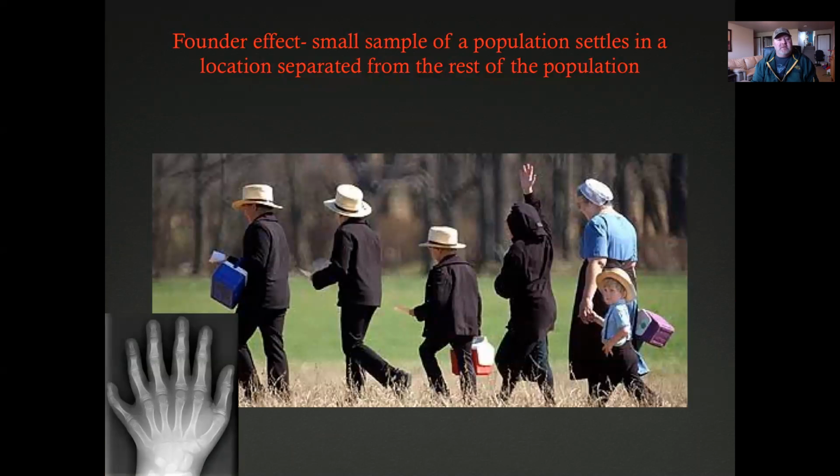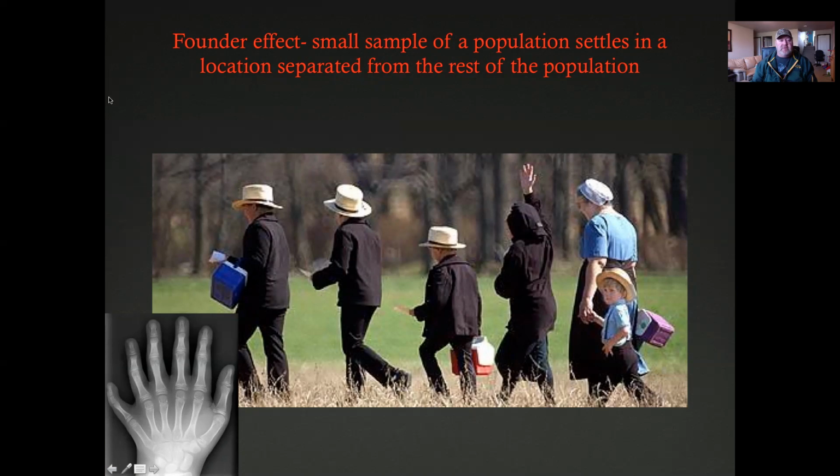The founder effect is an interesting one. That happens when we take a small sample of a population, a small number of individuals from a population, and they go to a different area. We find this happening with the Amish community. They have a higher occurrence of polydactyly, meaning that instead of having 5 fingers, they have 6. So we see the picture down here.